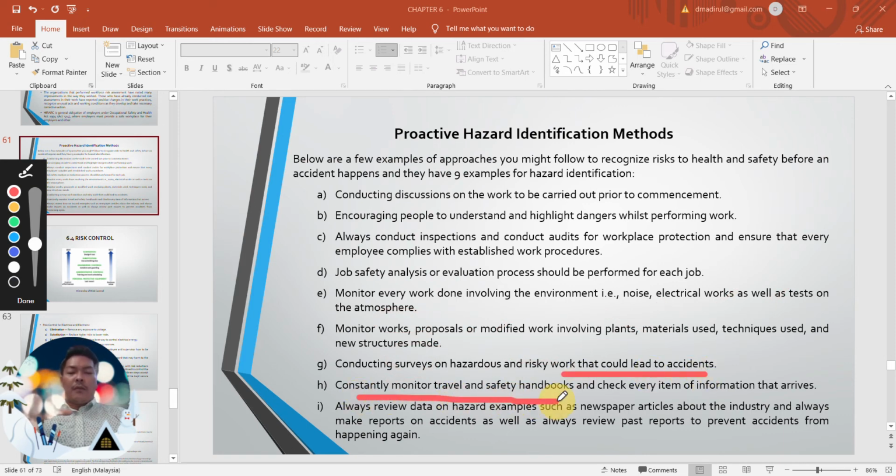Constantly monitor safety handbooks and check every piece of information that arrives. Always review data on hazard examples, such as newspaper articles about the industry, and always make reports on accidents as well as review past reports to prevent accidents from happening again.